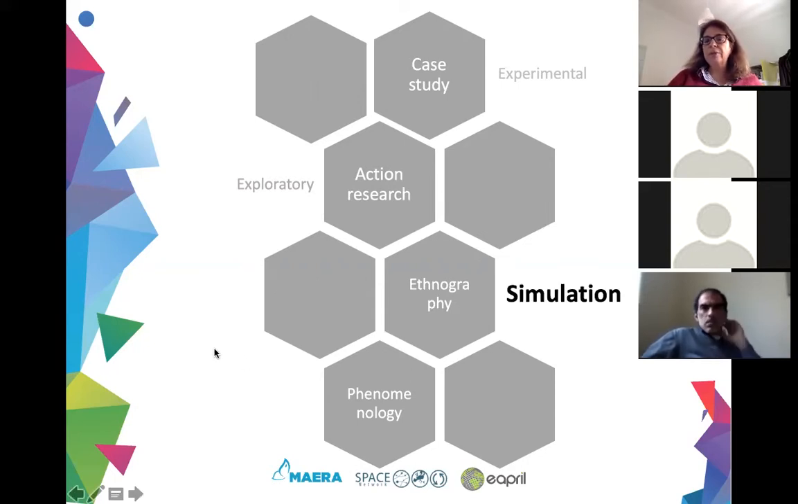We can also have the simulation, and in this research design, we try to have studies that imitate reality. They are very useful to train people, but can also be used to make forecasts of complex systems. So we can reduce complexity to a model or to an easier way to deal with the complex world.